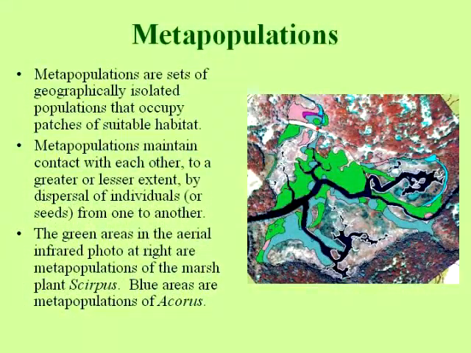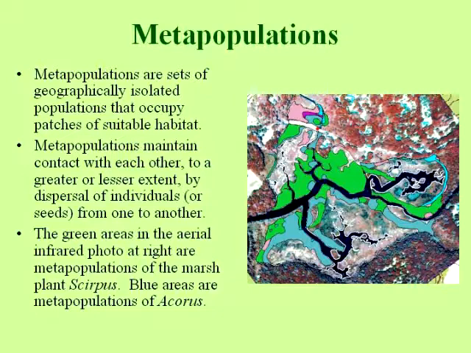So, to summarize, we define metapopulations as sets of geographically isolated populations that occupy patches of suitable habitat. And metapopulations maintain contact with each other by dispersal of individuals in the case of animals, or seeds in the case of plants, from one place to another.